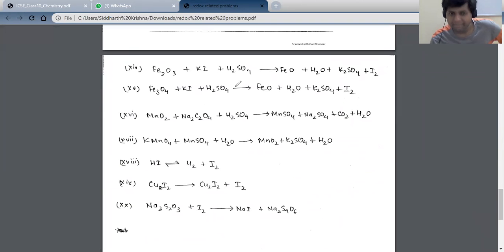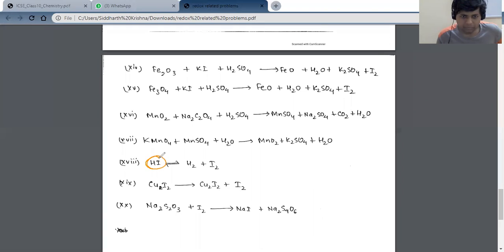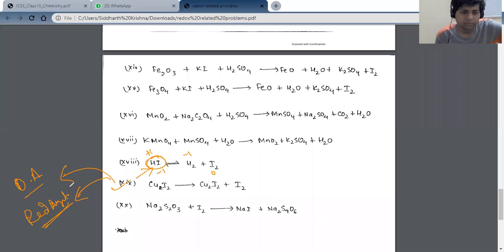So is the reducing agent in question number 18 hydrogen? What is the reducing agent in question number 18? Yes, sir. Is it hydrogen? Reducing agent, both are HI only. It is getting reduced also and getting oxidized also. And for the 19th one also the same thing. Same thing is your oxidizing agent also, and same thing is your reducing agent also. So HI.